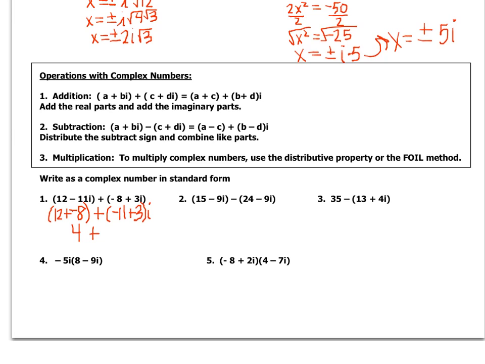Plus negative 11 plus 3 is negative 8, and I've still got the i, so this is really 4 minus 8i. And that would be my simplified form, 4 minus 8i.